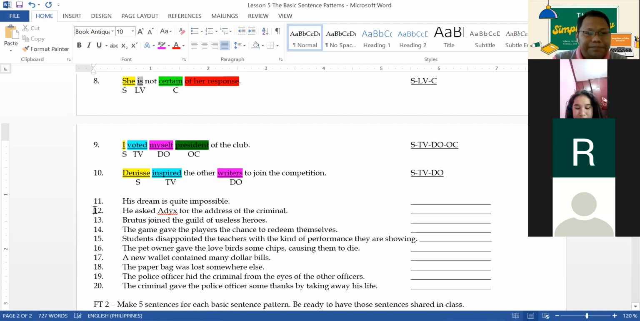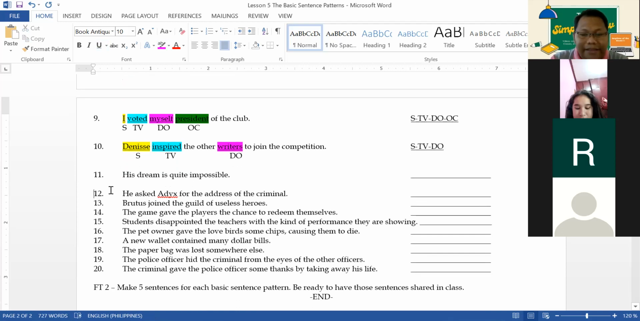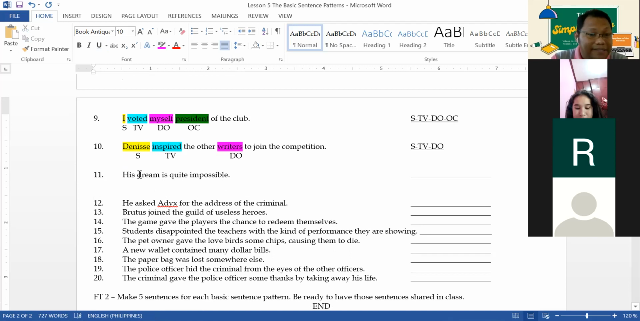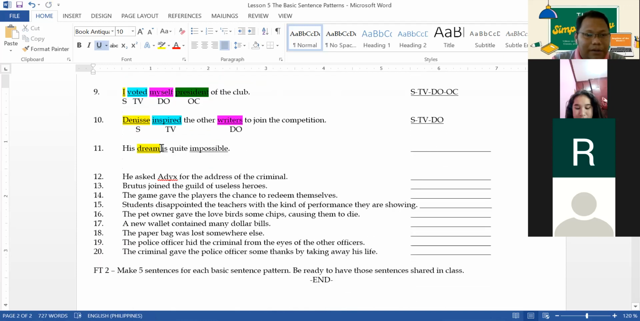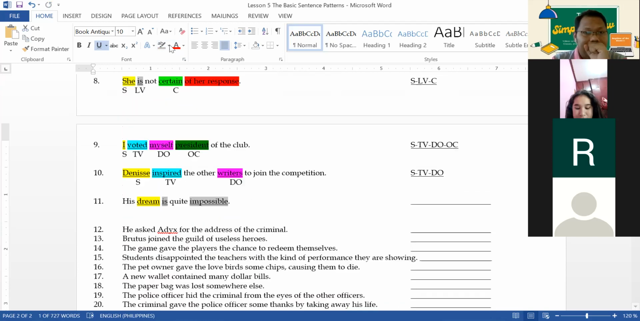Number 11. His dream is quite impossible. Subject here is not his. The subject is dream. Verb is. And another important component of the sentence is the word impossible. We shall color dream as yellow because that's our subject. Since we have a linking verb, we will color this with gray, light gray. And impossible is to be colored green.